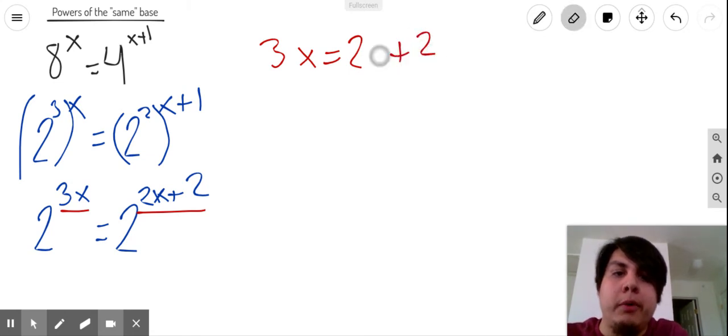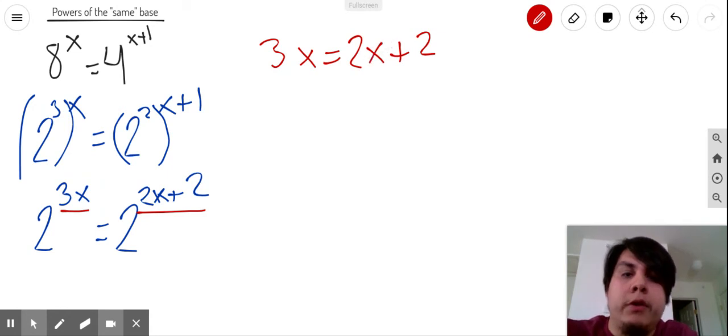And I don't like the way I wrote that x. So then at this point, we can solve for x, saying that x would have to be 2. And that's pretty much it.